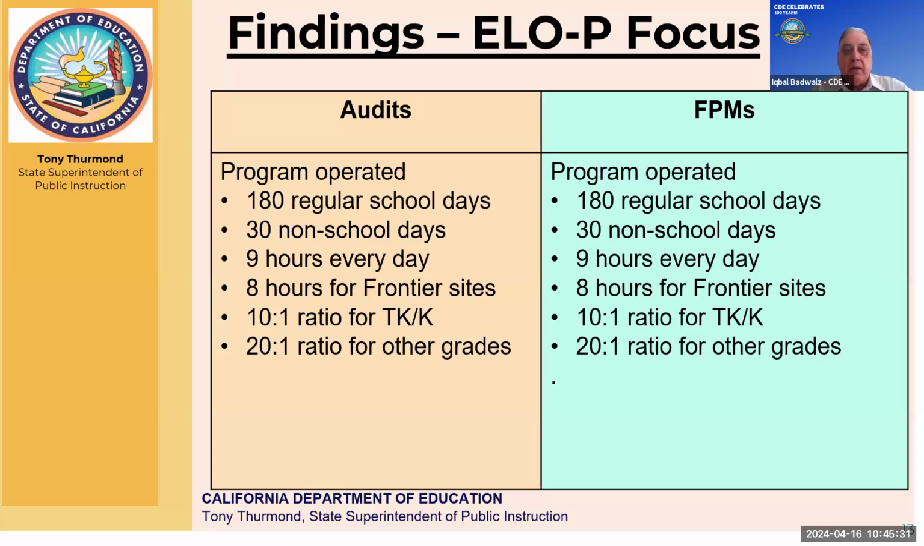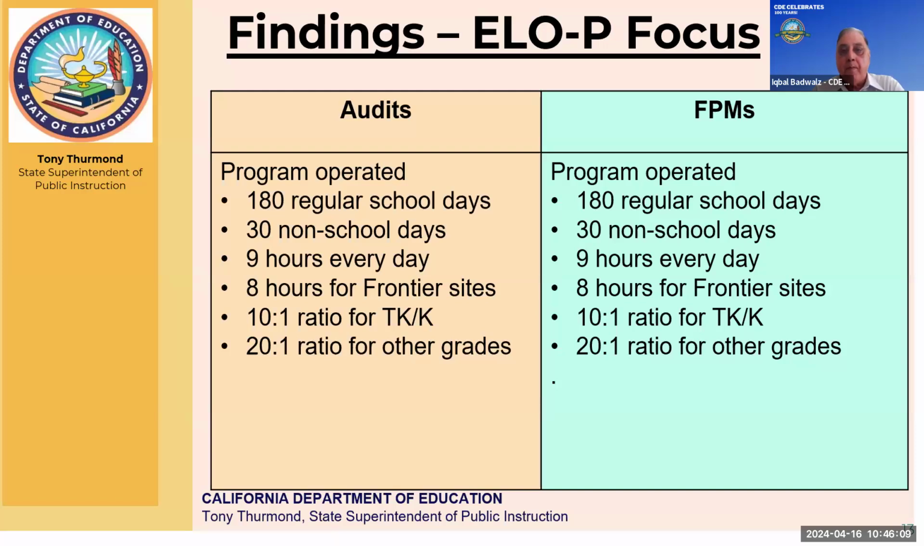Thank you. And now talking again about similarities, both the auditors as well as the FPM reviewers will be looking at these basic requirements stated in law: that the school operated the ELO-P program plan for 180 regular school days, they operated for 30 non-school days, they operated 9 hours every day, except for frontier sites, where it's 8 hours, and a 10:1 ratio for TK and K grades, and 20:1 ratio for all other grades. The ELO-P program is being operated.